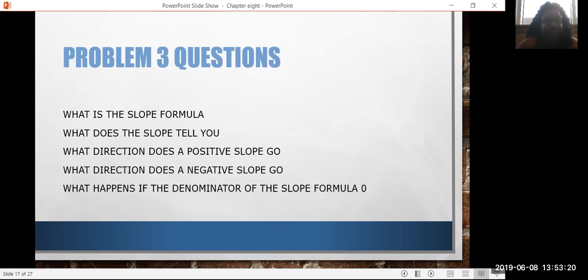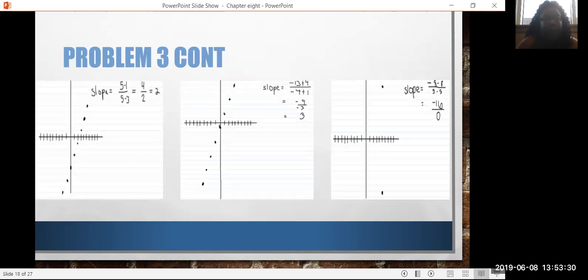And then my final question for problem 3 is, what happens if the denominator of the slope formula is 0? Then you automatically know that the slope is vertical. And then these are just my answers from each question. I labeled everything, so you'll see which one goes with which.